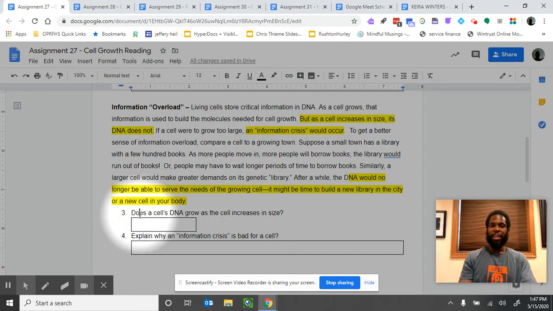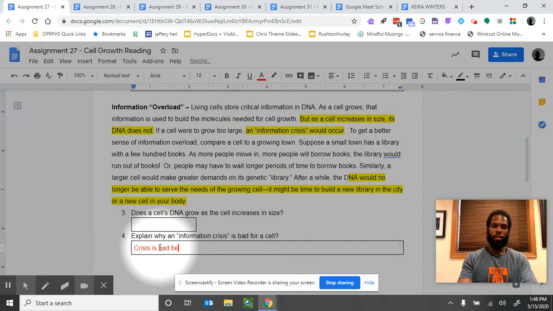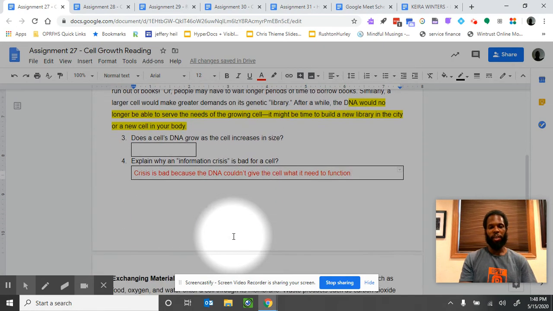So, question 3, does the cell's DNA grow as the cell size increases? We just highlighted that here. As the cell increases in size, its DNA does not. So no, DNA does not grow in size. Explain why an information crisis is bad for a cell. Why is the information crisis bad? Well, DNA couldn't give the cell what it needs to function. Right? That's what an information crisis is. There's too many parts, not enough people to do it.